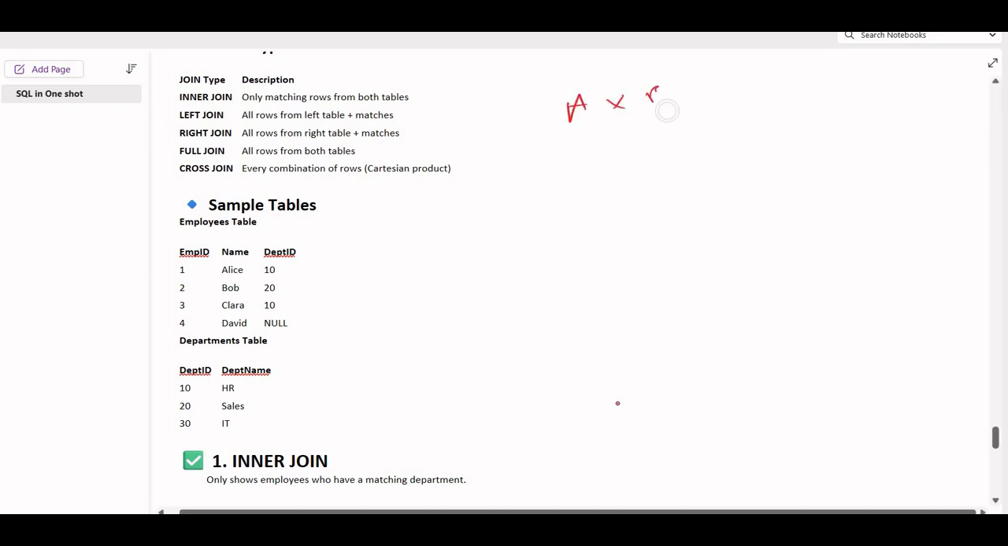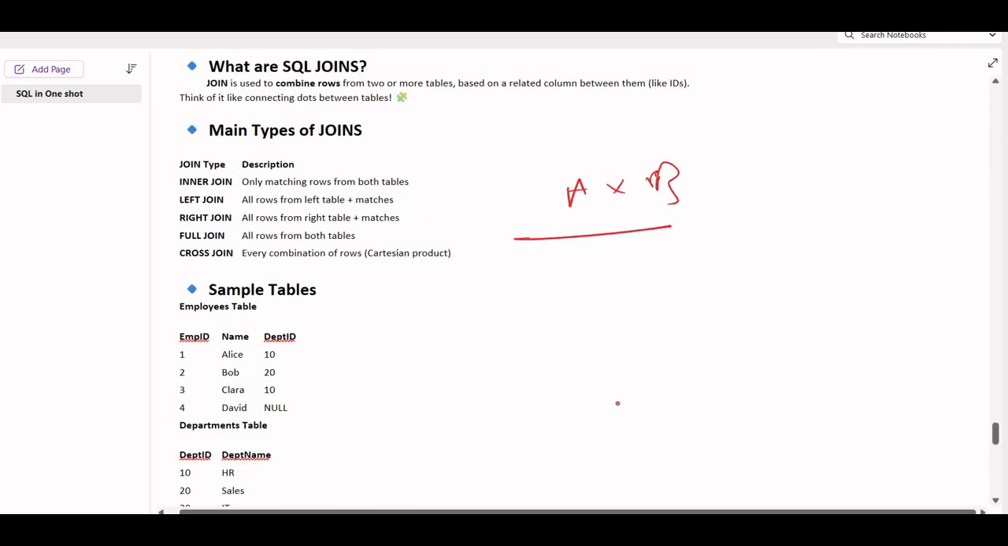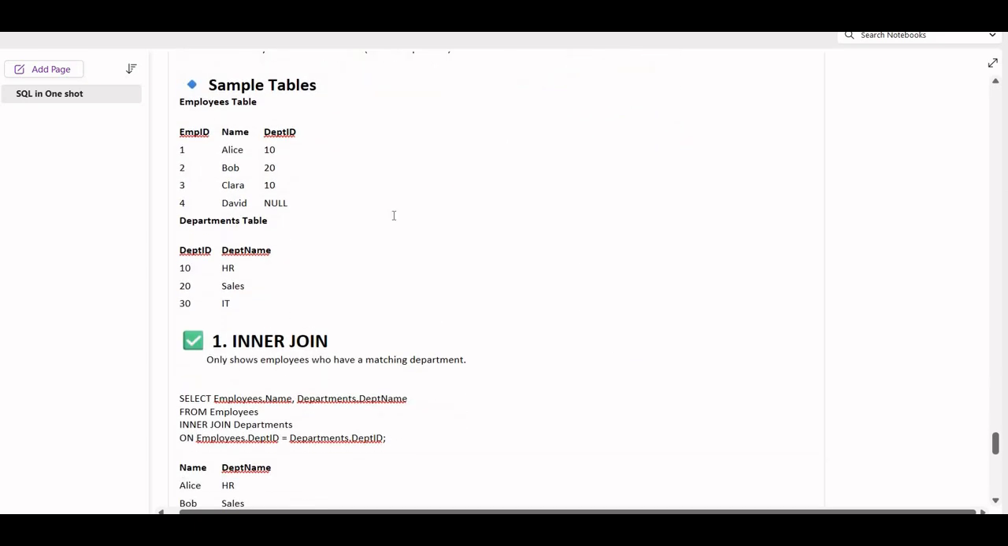A cross B, all the rows, combination of all the rows it gives. So you have a sample table, that's a sample table named employee table. So you have three column names: employee ID, name and the department ID. So this is an employee table. The department table has department ID and the department name.